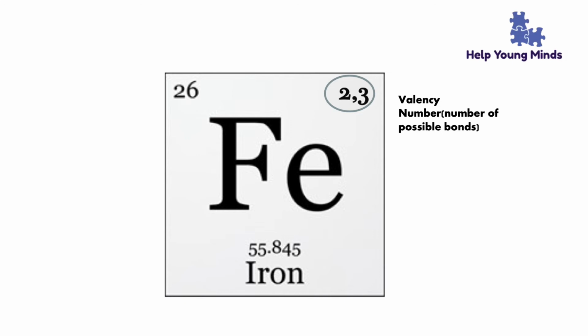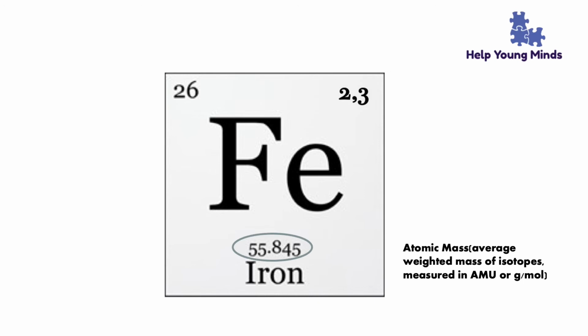Oftentimes, there's a positive or negative sign next to the valency number. And when this happens, this is now known as the oxidation state number. And this now tells you how many electrons the atom has gained or lost when bonding with other atoms. It should be noted that oftentimes, only the most common oxidation state numbers are shown.